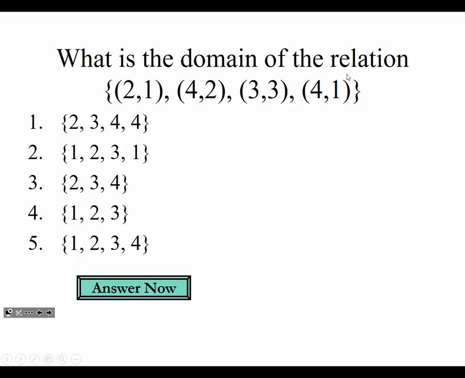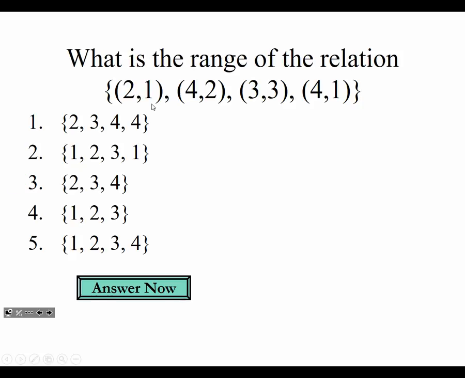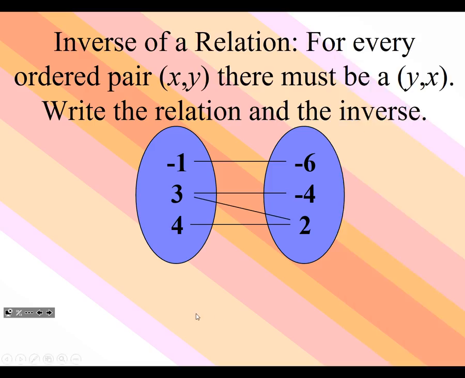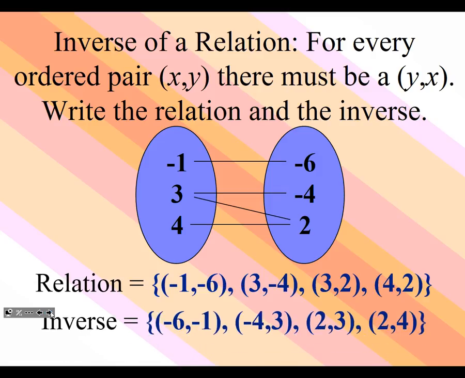Okay, so what is the domain of the relation? So my points were 2, 1, 4, 2, 3, 3, and 4, 1. Well, the domain is all your x values, so I should have 2, 4, 3. So I would have had 3, which would have contained 2, 3, and 4. What's the range? I have 1, 2, 3, and 1. So on this one, I just have 1, 2, and 3. So that would have been 4. And inverse, we're not talking about right now.